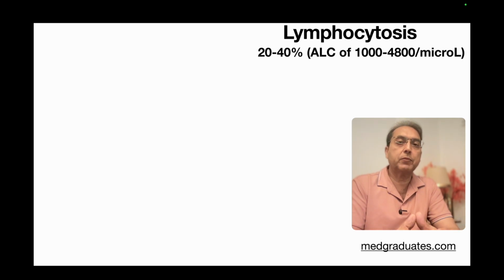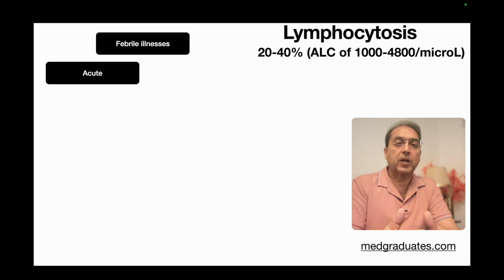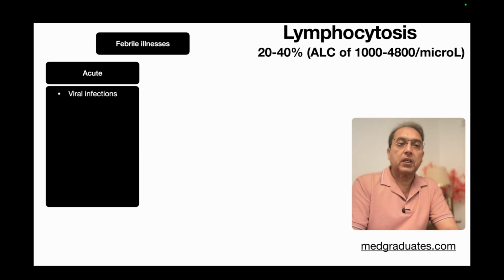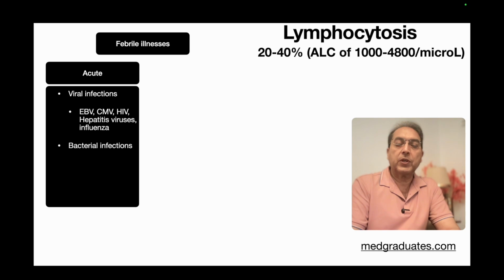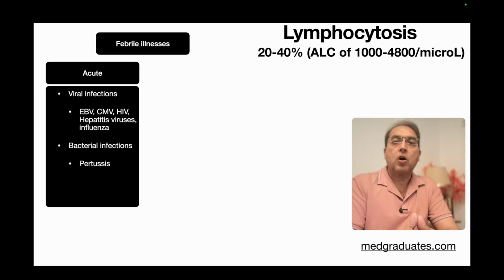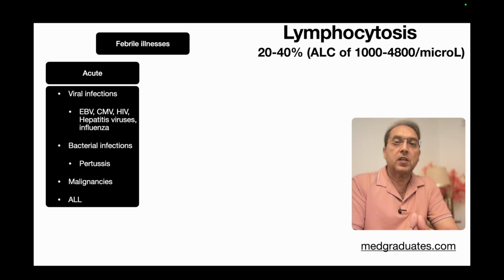When there is absolute lymphocytosis, you see if the patient has a febrile illness. This may be an acute febrile illness or a chronic febrile illness. They can cause lymphocyte aggregation in the blood. So acute lymphocytic reaction can be seen in patients who got viral infections like CMV, Epstein-Barr virus, HIV, acute viral hepatitis, influenza. Some of the bacterial infections like pertussis or even cat scratch disease can cause lymphocytosis, and then you can have malignancies like acute lymphoblastic leukemias. They may be associated with lymphocytosis.